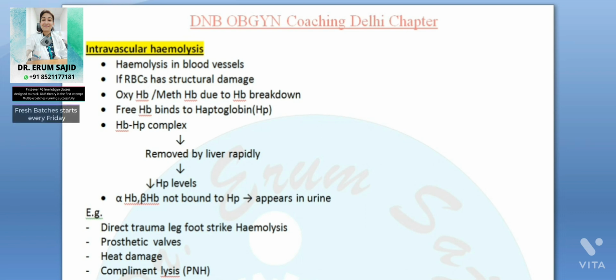So now intravascular hemolysis and extravascular hemolysis. In intravascular hemolysis, the hemolysis is taking place inside the blood vessels. Usually it happens when there is either an RBC structural damage, or definitely autoimmune antibodies circulating, or infectious agents circulating inside the blood vessels, as a result of which the hemoglobin breaks down. When the hemoglobin breaks down, there are so many things which happen.